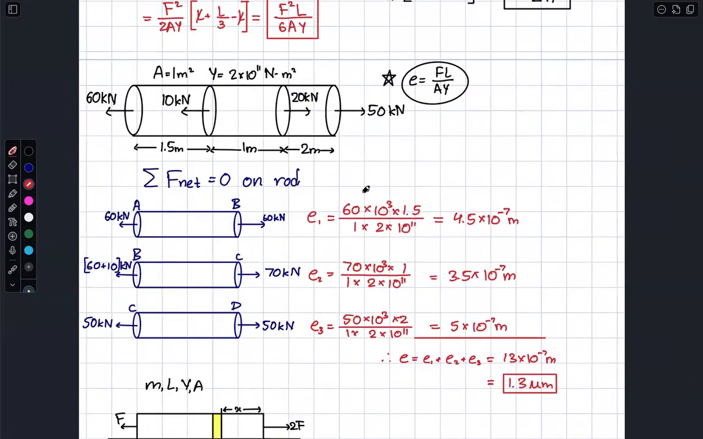You imagine a situation like this, where the rod experiences different forces at different points. You can see the points of application of the forces. The entire thing is a thin rod, a single piece thin rod. I applied 50 kilonewton force here, 20 kilonewton force here, 10 kilonewton force here, 60 kilonewton force here.